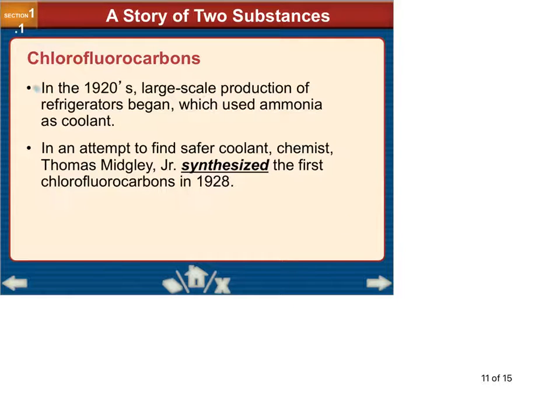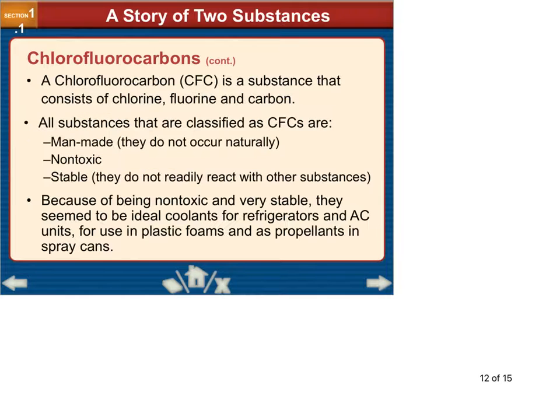Back in the 1920s, large-scale production of refrigerators began using ammonia as a coolant. Ammonia, a nasty smelling thing. It would leak, and it was also a little toxic, so when it would leak, it would be dangerous. So in the late 1920s, 1928, a guy named Midgley synthesized some chlorofluorocarbons. Chlorofluorocarbon, made up of chlorine, fluorine, and carbon.